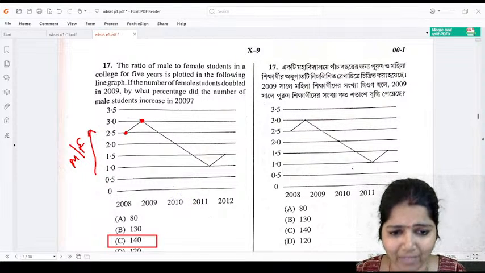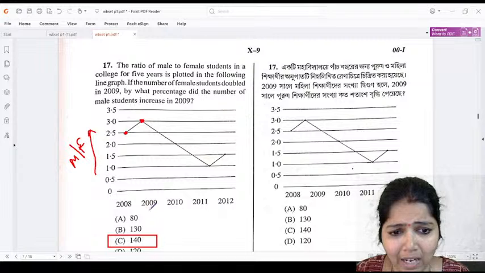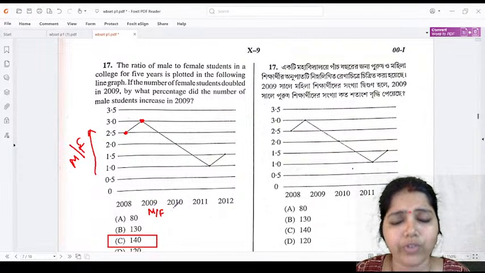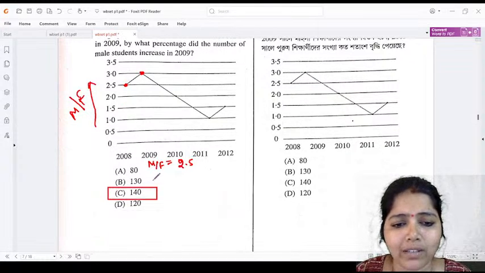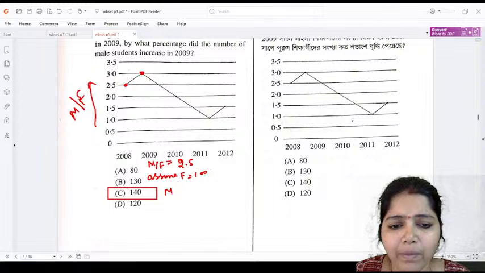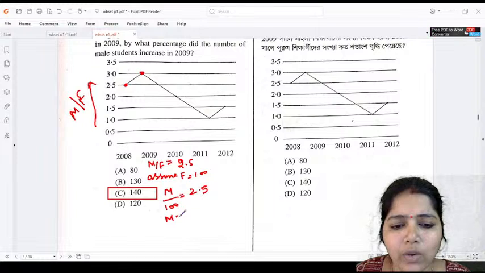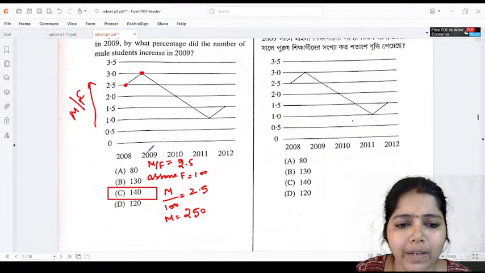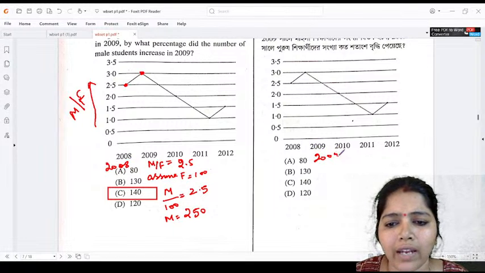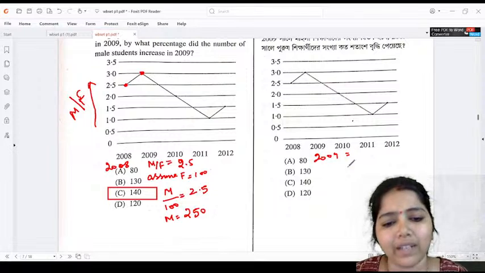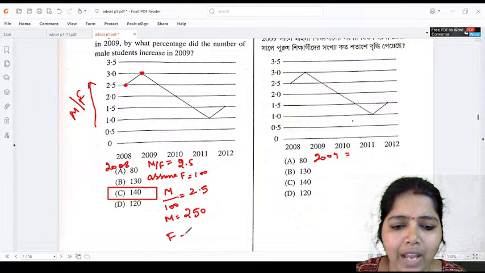How to find out? Again, very simple. The male to female ratio in the year 2008 is how much? It is 2.5. So assume the female candidates be 100 in the year 2008. Then what will be the male? M divided by 100 is 2.5, so M is equal to 250. This happened in 2008. In 2009, the number of female candidates has been doubled. So male is 250 and female is 100.